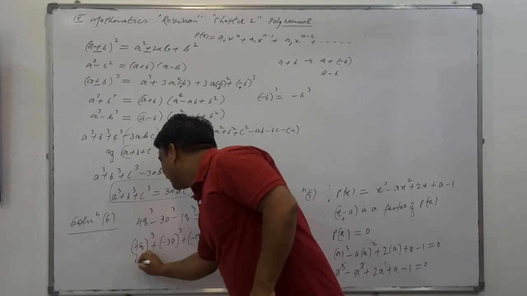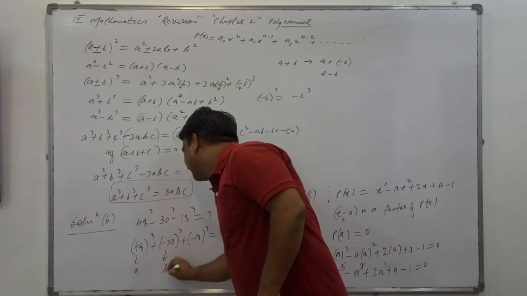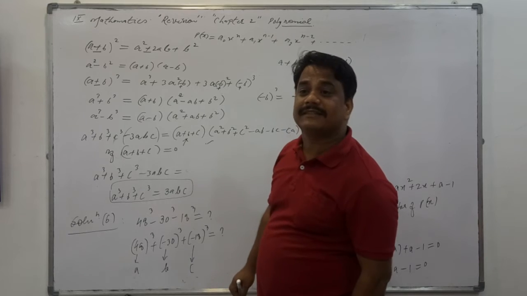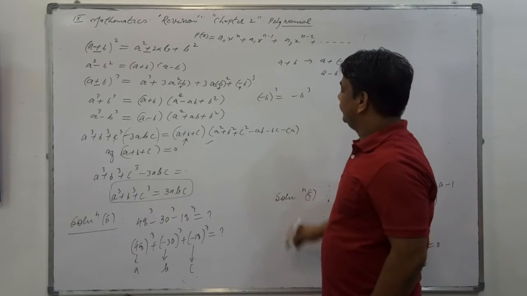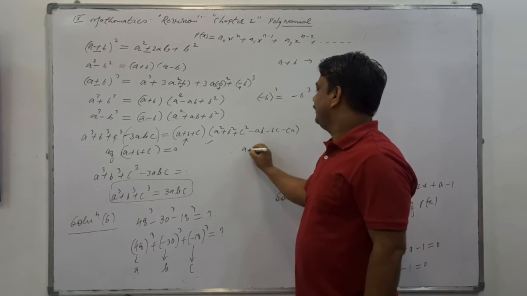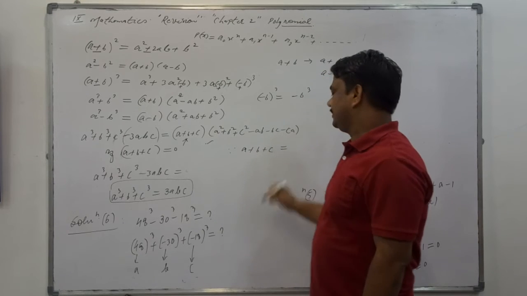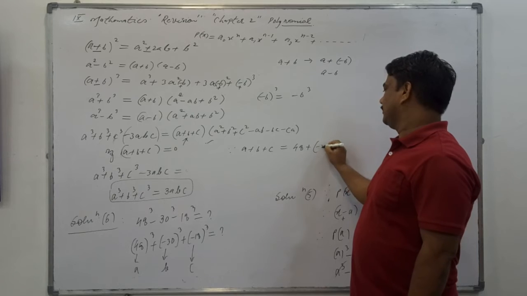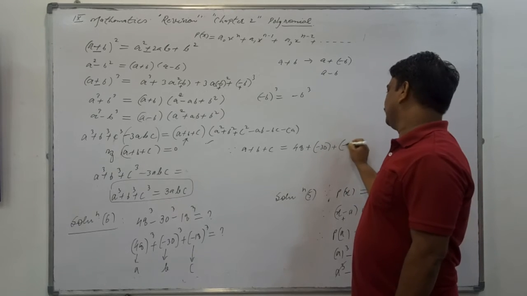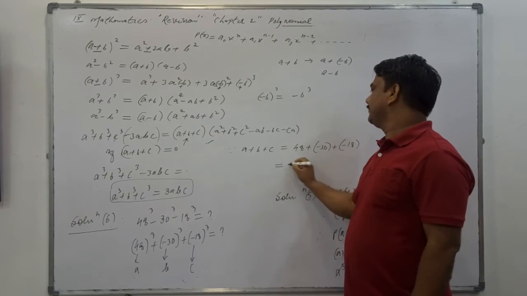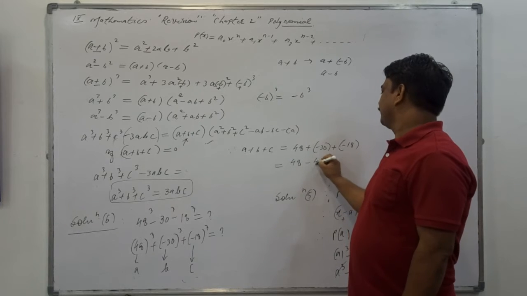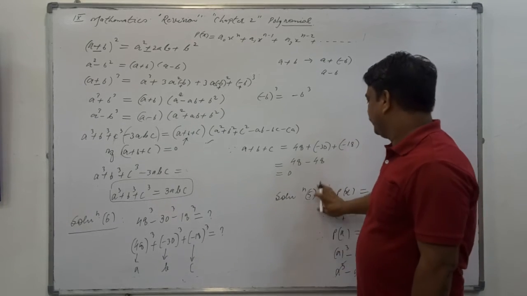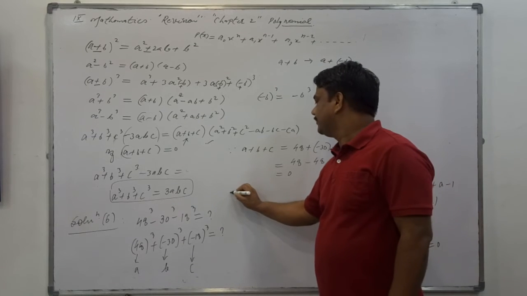Let this here be a, this here be b, and this here be c. Just to find a plus b plus c, start solving this. What is a plus b plus c? 48 plus minus 30, plus minus 18. 48 minus 30 minus 18. How much is it? 0 is coming. Is 0 coming here? Yes, it is coming 0.